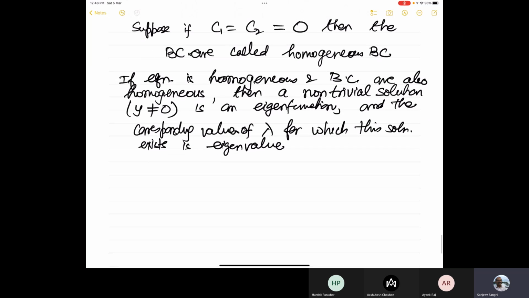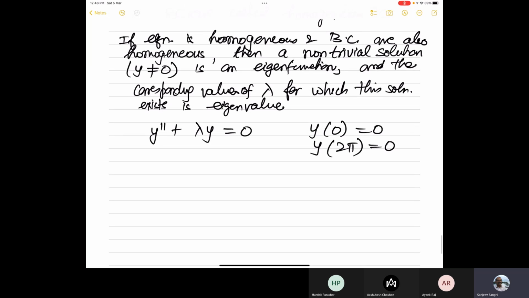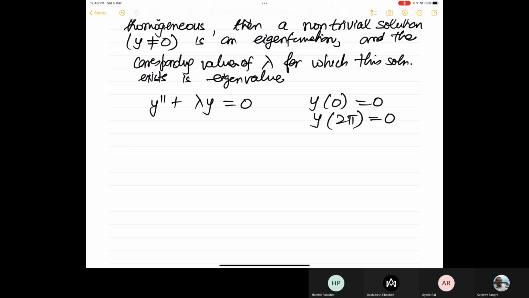And as an example, let us look at the same equation, y double prime plus lambda y is equal to 0. And the boundary conditions we take are y of 0 is equal to 0 and y of 2 pi is equal to 0. So let us try to solve this equation and see what I'm trying to say about homogeneous equations and homogeneous boundary conditions. So now here we can have three cases. We have seen the solution r square plus lambda is equal to 0. So we could have three cases.